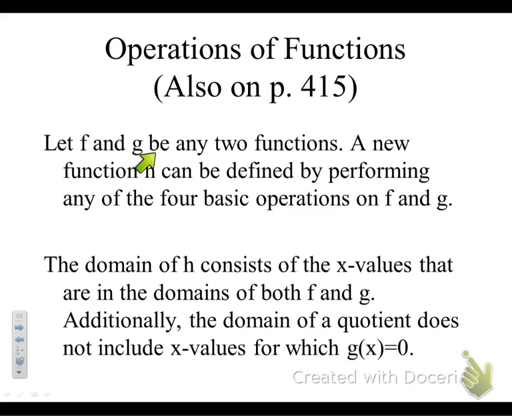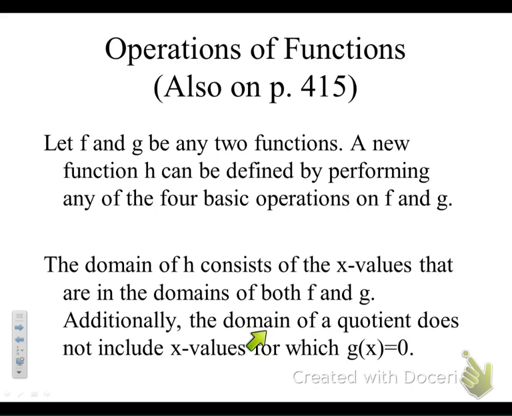If you let f and g be any two functions, so we've got two functions here, f might be taking twice a number, or 2x. G might be taking a number and squaring it, x squared. A new function h can be defined by performing any of the four basic operations on f and g. You can add f plus g, subtract, multiply, divide. Then we're going to talk about the domain of this combination. It consists of the x values that are in the domains of both f and g.